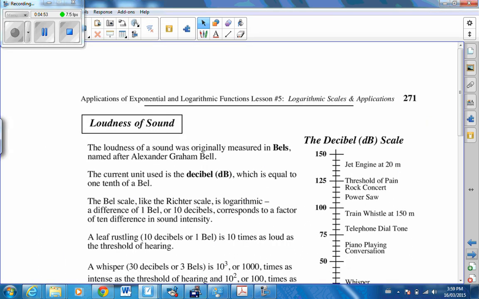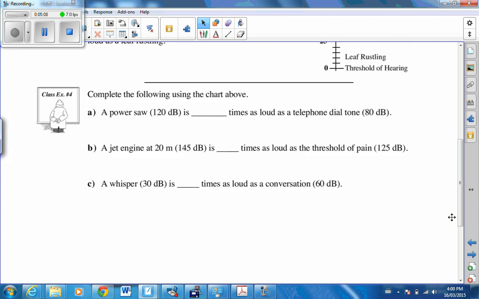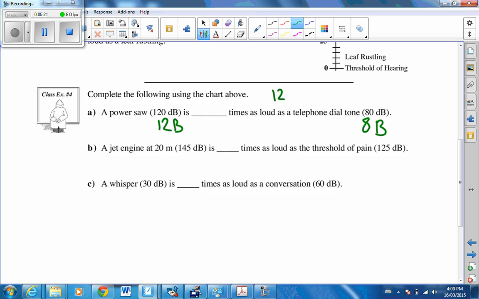Loudness of sound works the exact same way, except that we usually would be doing it with bels, because that's too big, we use decibels. Decibels just means 10ths of a bel. So power saw is 120 decibels, which really just means 12 bels. Phone dial tone is 80 decibels, which really just means 8 bels. Because 12 and 8, it's going to be 10,000 times, 10 to the 4th, as big.